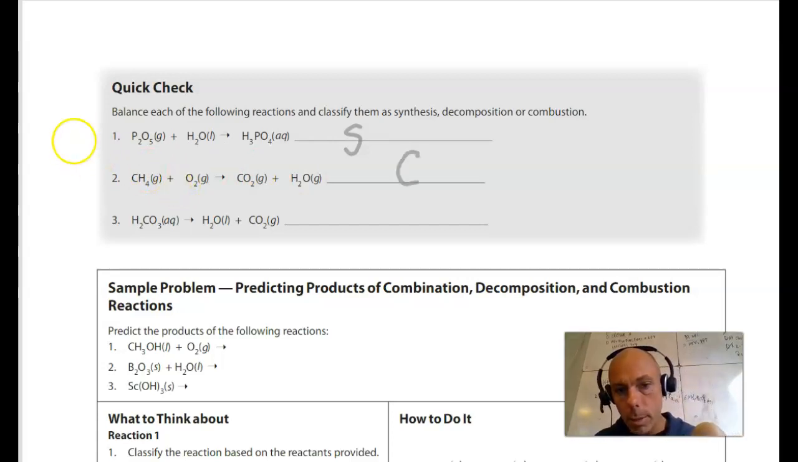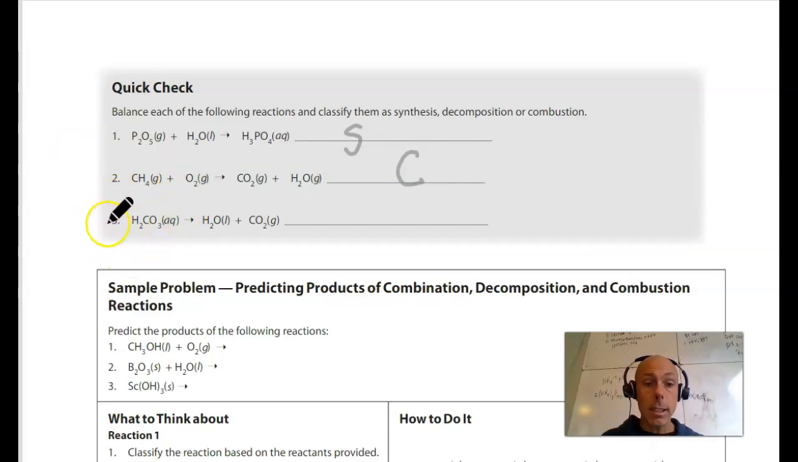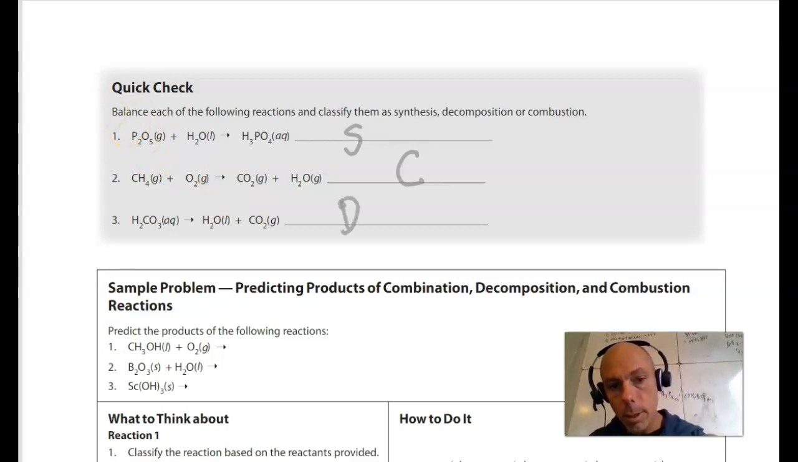So this is combustion. Finally, we see a single reactant, hallmark of a decomposition reaction. Furthermore, this is an acid, carbonic acid, decomposing into water and the corresponding nonmetal oxide, the nonmetal that was in the polyatomic ion along with oxide. So this one is decomp.